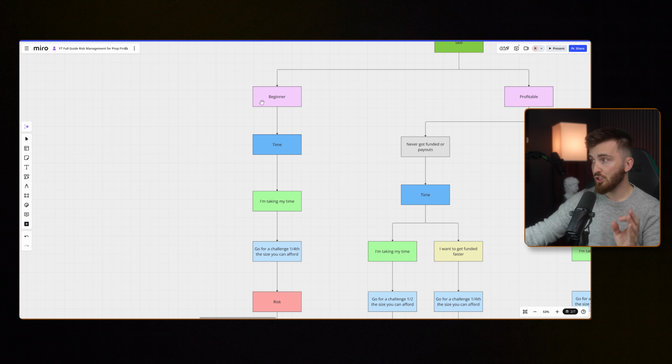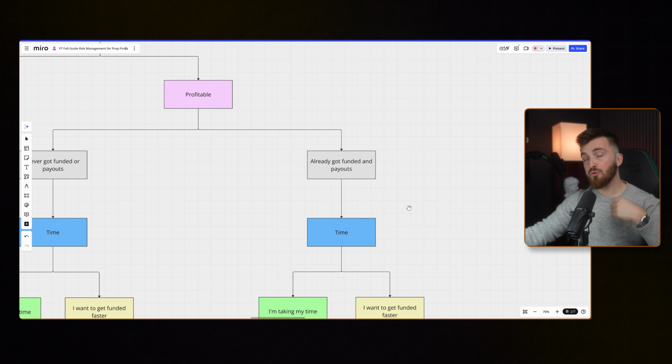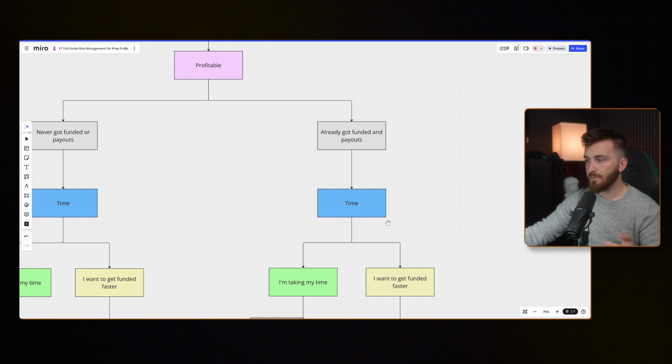So now you know the ratios if you are a student or if you're profitable and never gotten a payout. Now let's go on to the other side of profitable traders on a challenge that already got funded and already got payouts. Right? This is where it's going to become a little bit more aggressive.